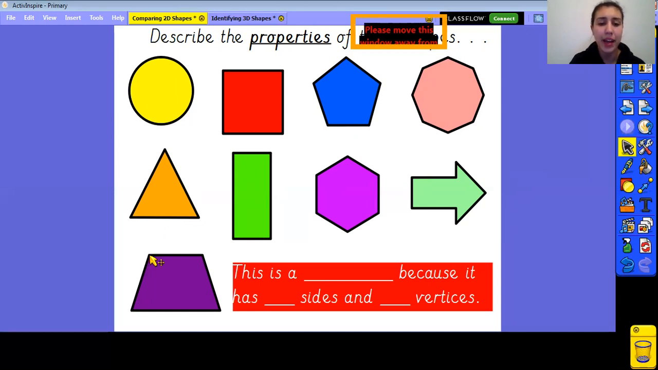Now this shape has got 4 sides, but it's not a square and it's not a rectangle. Can you remember what we call a shape with 4 sides? Well done, it's a quadrilateral. Let's say that together one more time. Quadrilateral. It's a bit of a tongue twister. Yes, well done. It is a quadrilateral because it has got 4 sides and 4 vertices, and it is an irregular quadrilateral. Remember, the only regular quadrilateral would be the square.